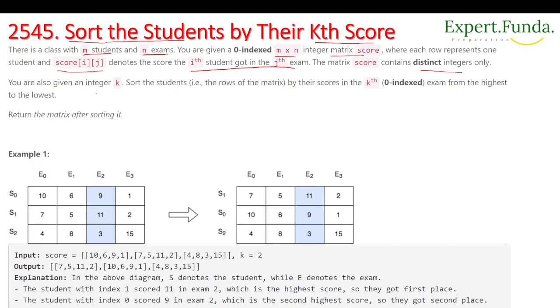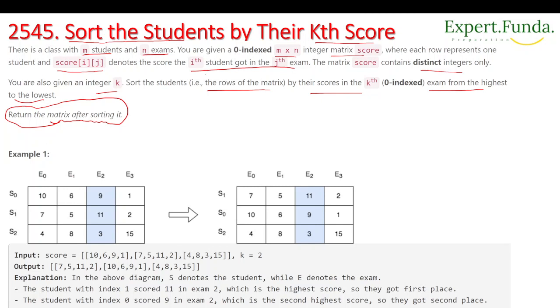And you are given an integer k, and we have to sort the students, the rows of the matrix, by their score in the kth exam, from the highest to the lowest, and return the matrix after the sorting. This is our job to do. So let's understand.